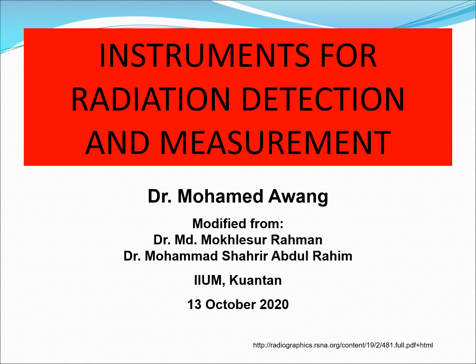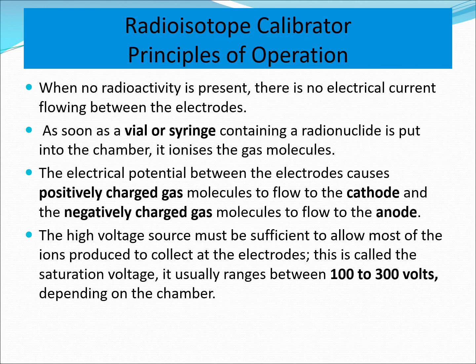We continue with the previous section. Now is section 2. In the last section, we have seen the dose calibrator and its schematic diagram. So the principles of operation is quite obvious.